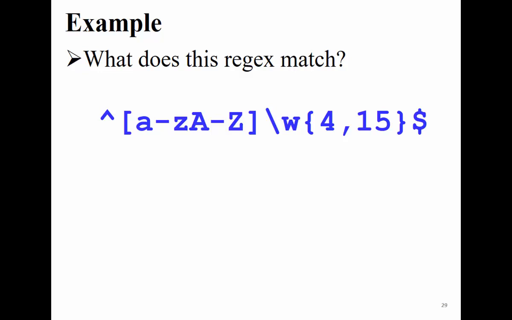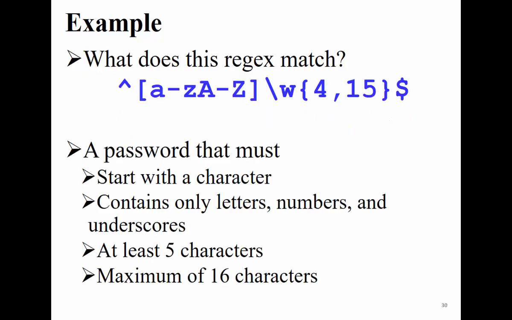So if someone writes something of 16, you exclude it immediately. So this represents, let's say, a word or a password that must start with a letter, not an underscore or integers. It contains only letters, numbers, and underscore, that is the objective of using \W, at least 4 or 5.